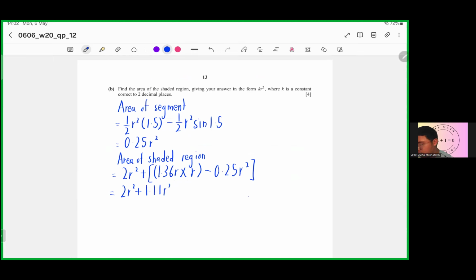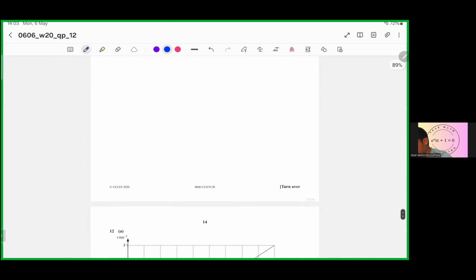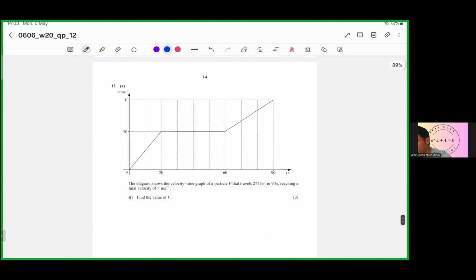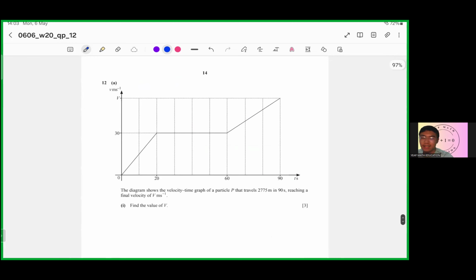One r squared. Okay, so I will get 3.11 r squared here. So this is our final answer. Now, finally, we can see the last question.